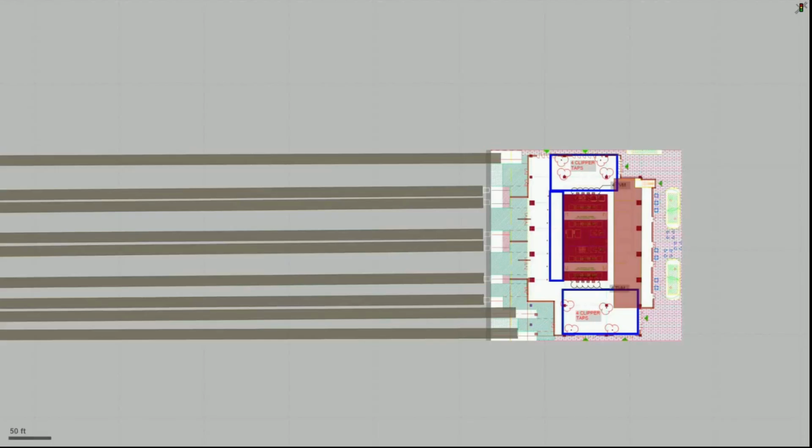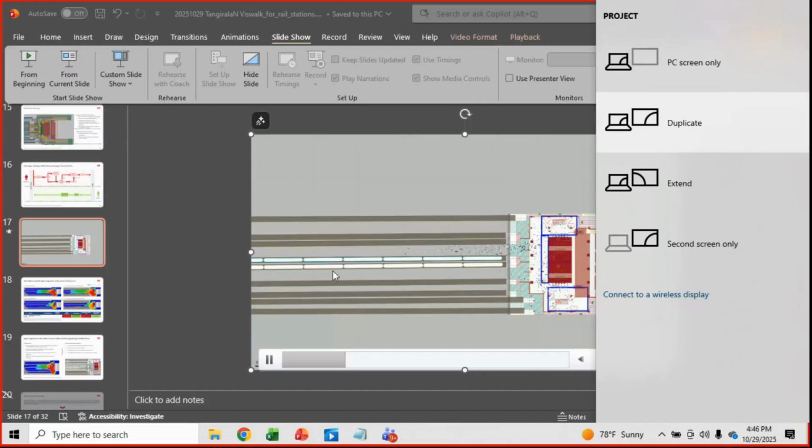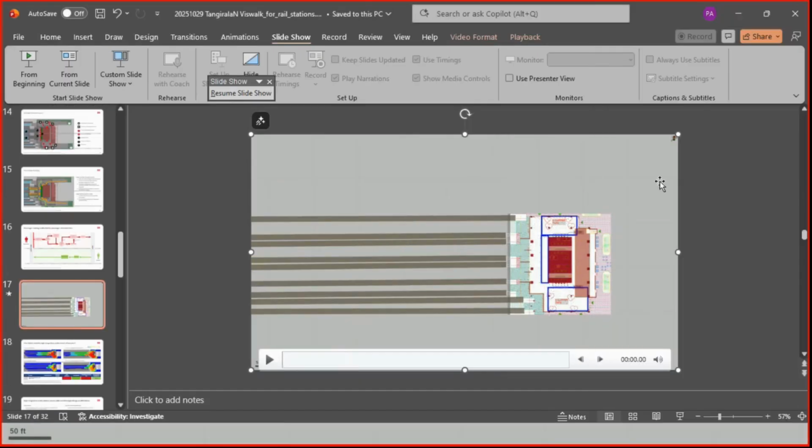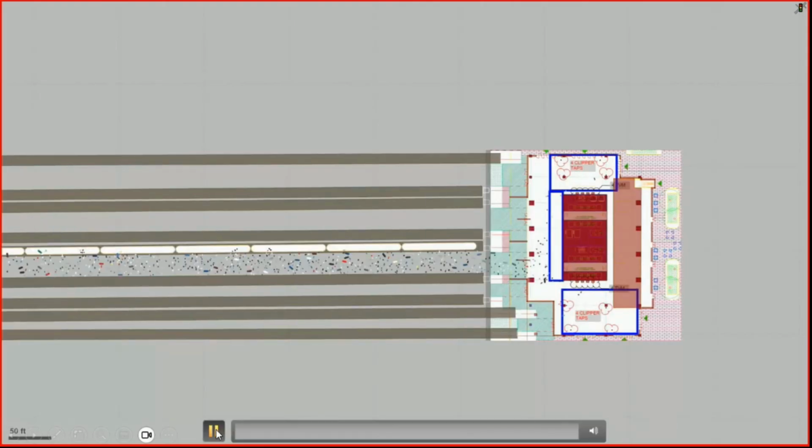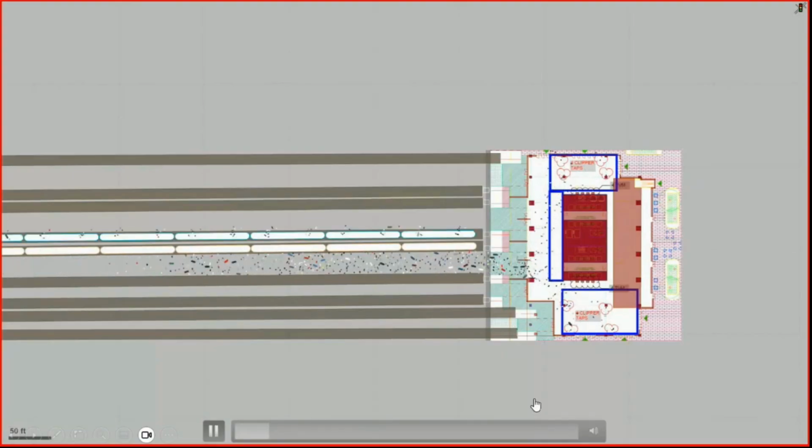The one thing that we can do, we can duplicate the screen. Okay, we can make it full screen. So. Yeah. Okay. That's why you're talking. There we go. Okay, yeah.